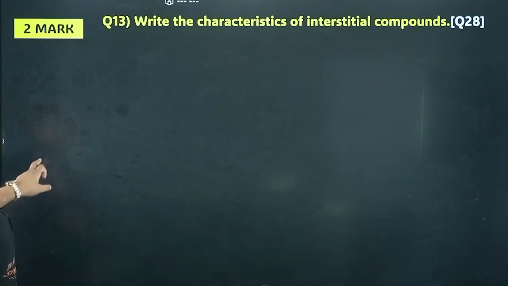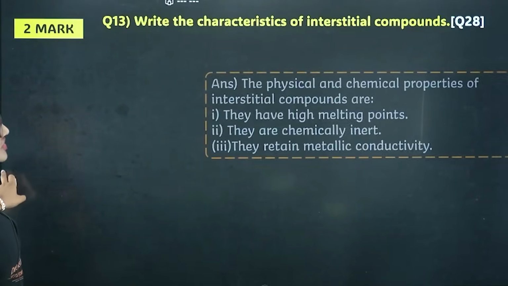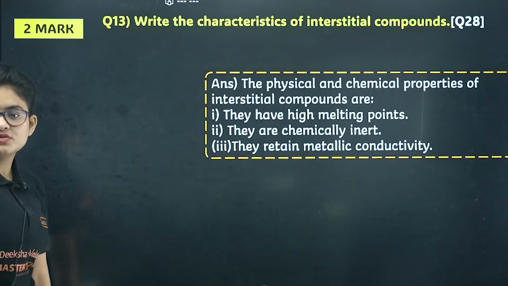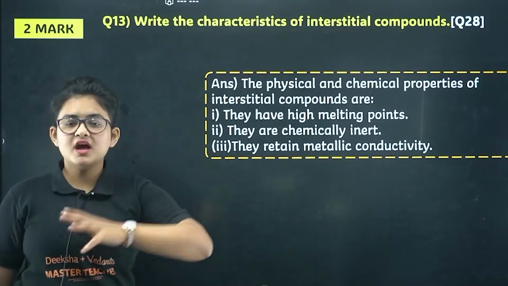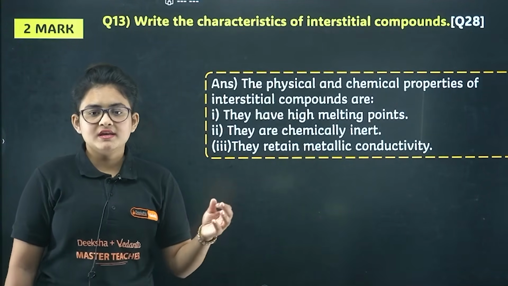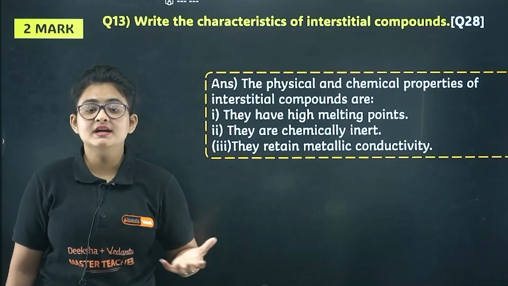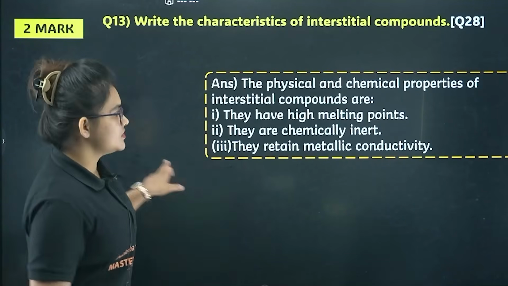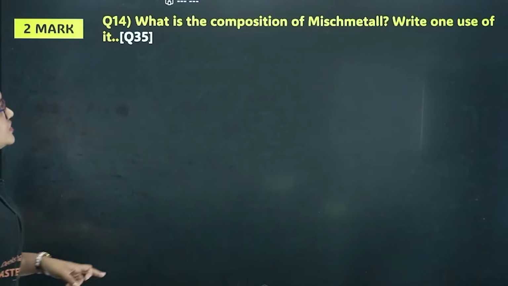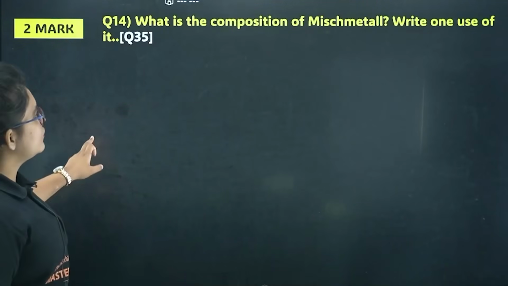Let's proceed. Write the characteristics of interstitial compounds. Interstitial compounds definitely have very high melting points. They are chemically inert. They retain their metallic conductivity. Okay, proceed. What is the composition of mischmetal and write one use of it.